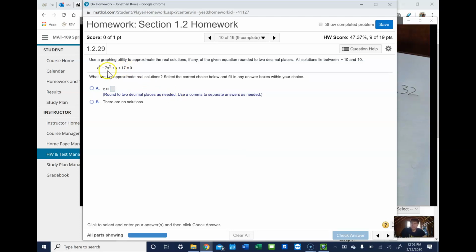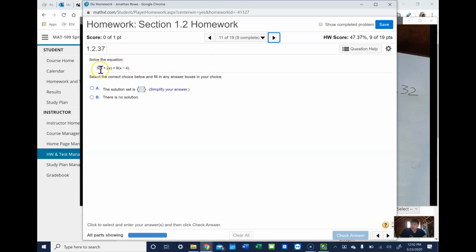Okay. Again, you will need to graph this. Since there's nothing on the right side, just put all this into Y1 and find the zeros. Don't do intersection, do zeros. I'm going to skip that problem.